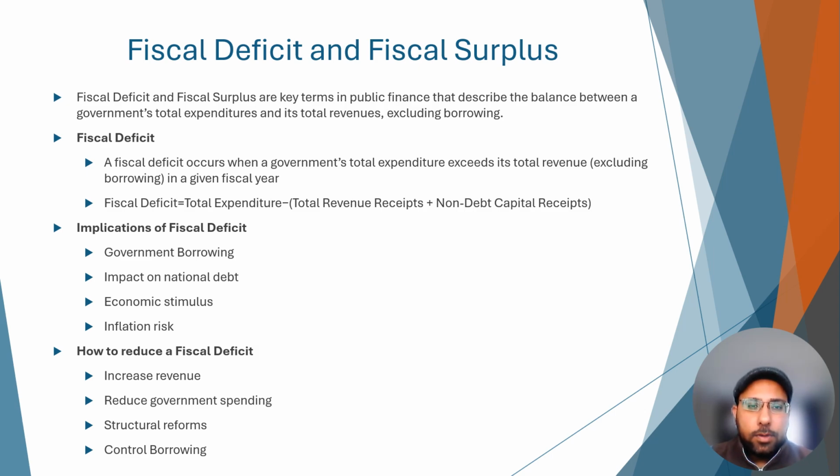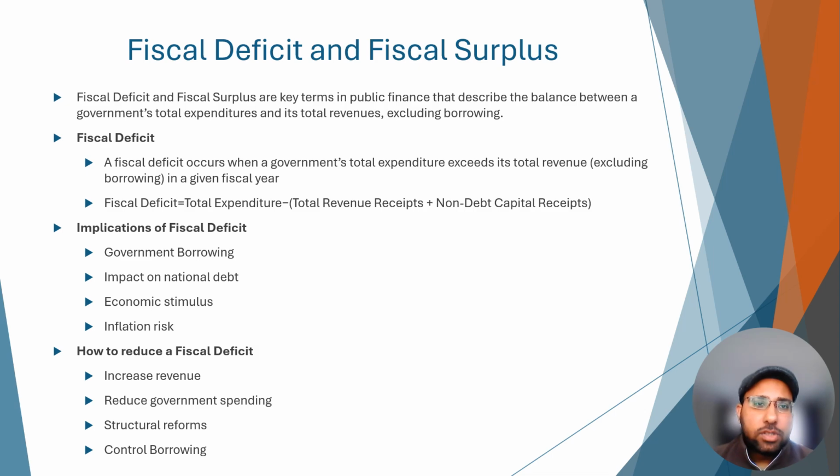Now, the key to a fiscal deficit is really understanding how it comes about, and I've got the formula here. We've got total expenditure minus total revenue receipts plus non-debt receipts. So let's break that down in a little bit more detail. When we talk about total expenditure, this is the total amount of money that the government spends, including both revenue expenditure, which is salaries, interest payments, as well as capital expenditure.